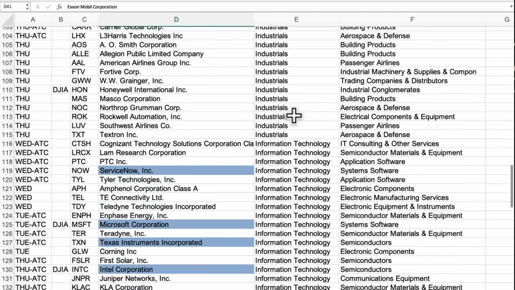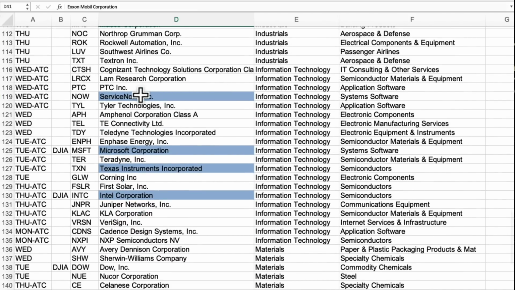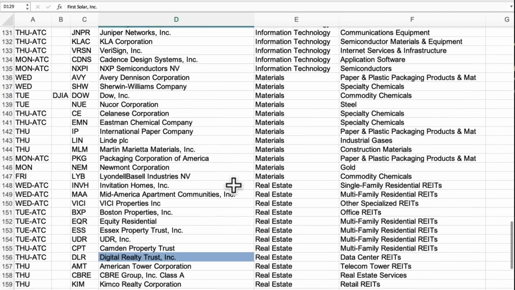In the industrials, information technology, ServiceNow, Microsoft, Texas Instrument, Intel, anything semiconductor related is going to be watched very carefully. I think this is a misprint. First Solar, semiconductors. Unless they've changed their line of business, I thought they were a solar company. I think that is a misprint in there.